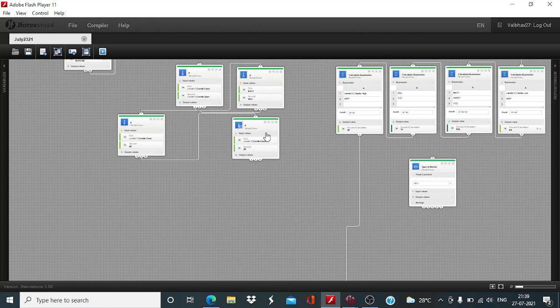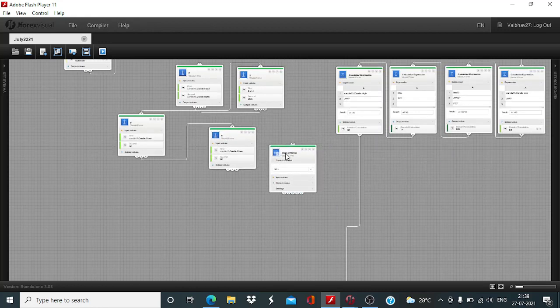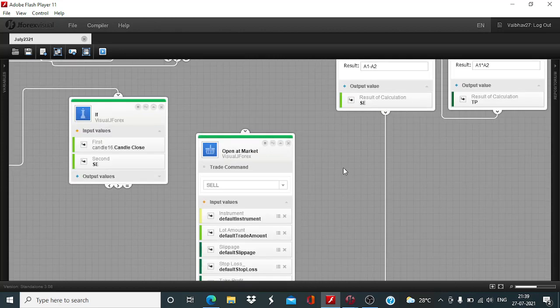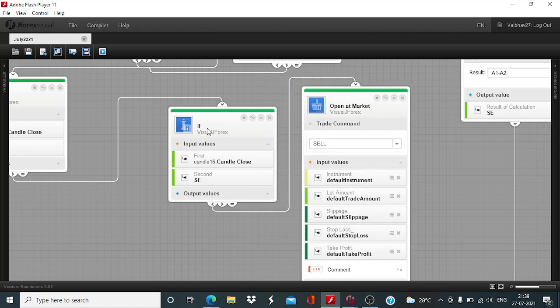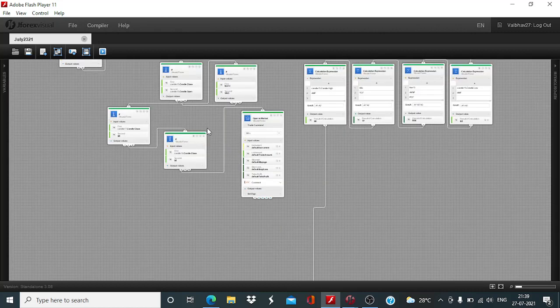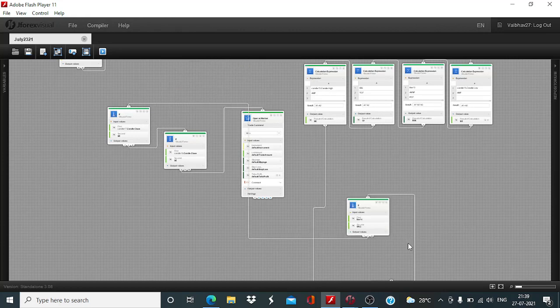Okay, and all we have to do is join this trade command block. Candle 16 less than candle SE, sell execution point. Before we define the parameter, I will place these 4 blocks on the lower side.